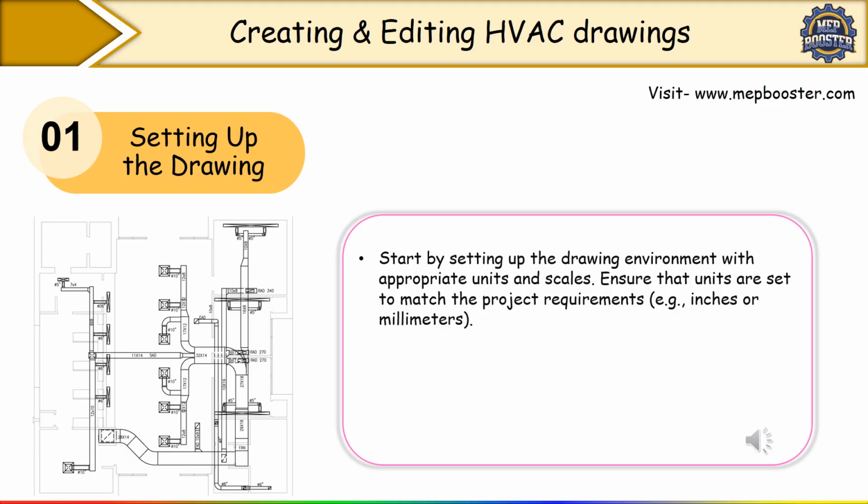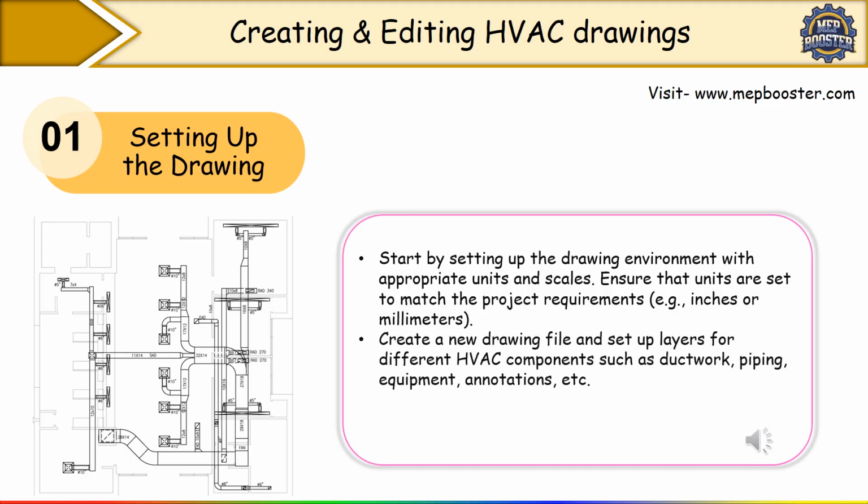So for that generally what we are doing, we have to open the unit command. Okay, so in the drawing unit dialog box you can select the desired unit type for length, angle and insertion scale and choose the appropriate unit type that match the project requirement. Common options include inches, feet, millimeter, meters, etc. Now after that you have to create a new drawing file and set up layer for different HVAC component such as ductwork, piping, equipment, annotation, etc.